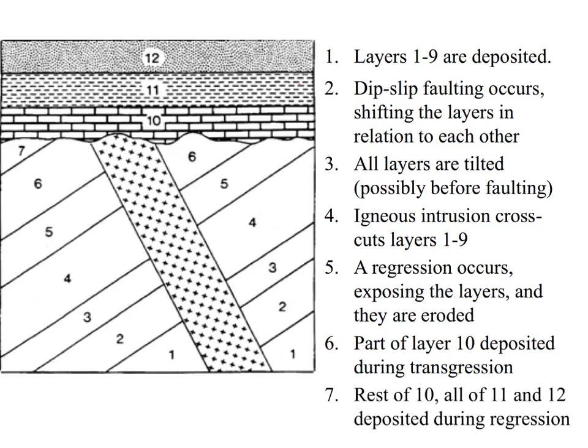So this last step, we have the rest of layer 10, all of layer 11, and all of layer 12 deposited during a regression. So again, to review, step 6, we deposited part of this guy during a transgression. Seas are now above the landscape, and then we have a slow regression, which is evidenced by this coarsening upward sequence to deposit the rest of 10, all of 11, and all of 12. And that means the seas were falling during that deposition sequence.